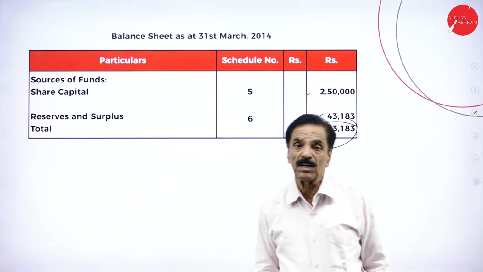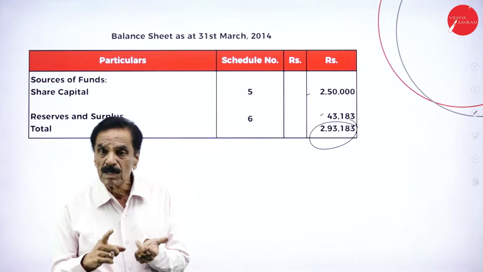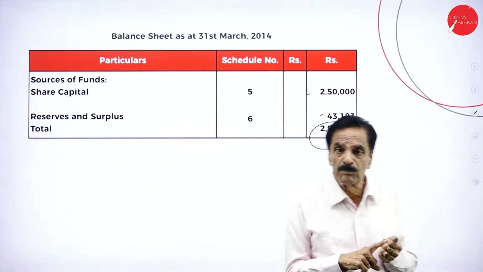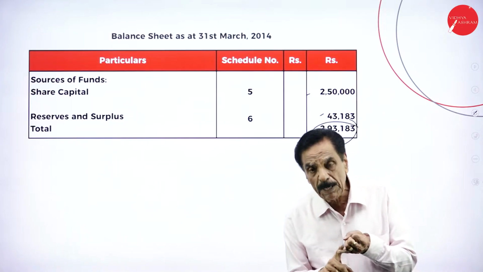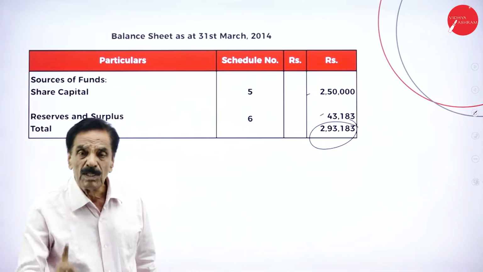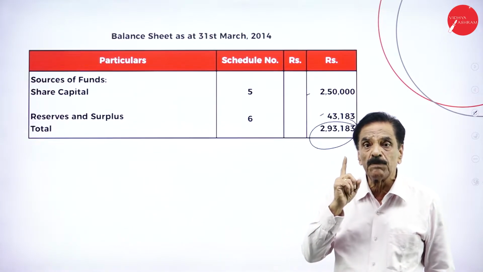In case of the revenue account, premium schedule number 1, claims schedule number 2, commission schedule number 3, operating expenses schedule number 4. How does it go? Premium schedule number 1, claims schedule number 2, commission schedule number 3, operating expenses schedule number 4.